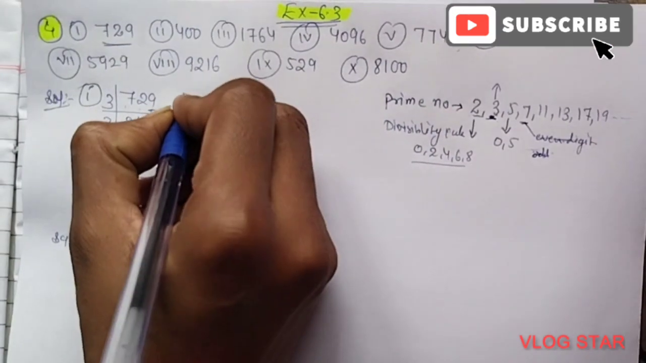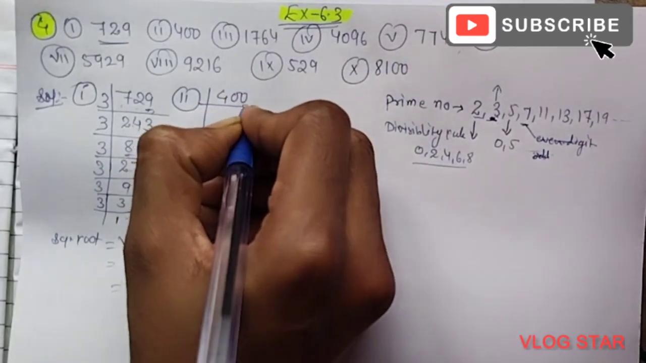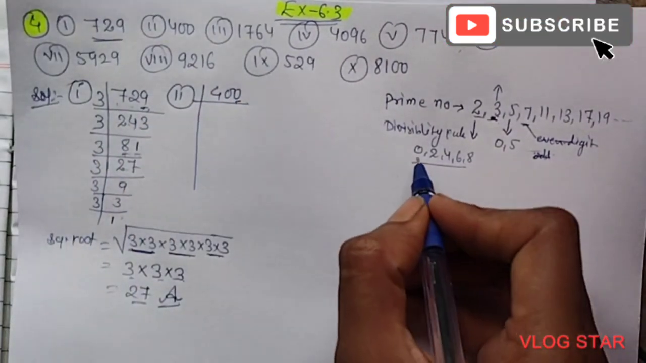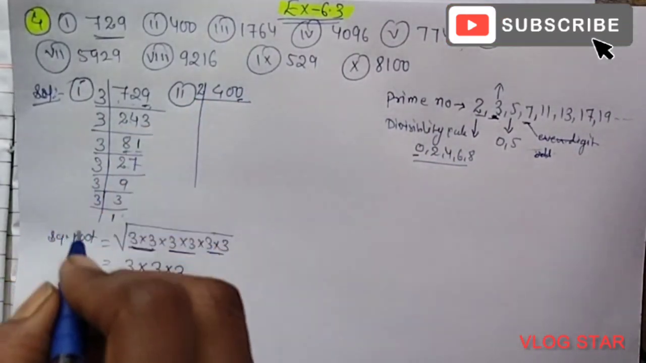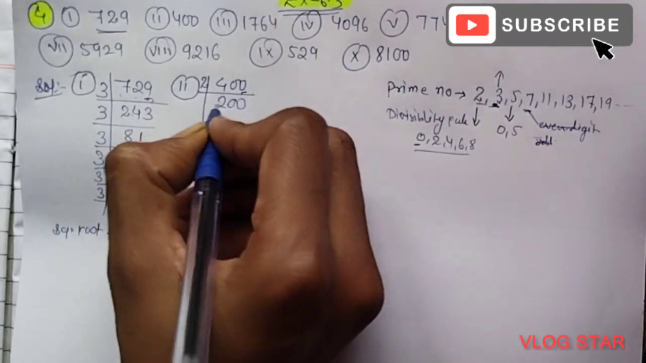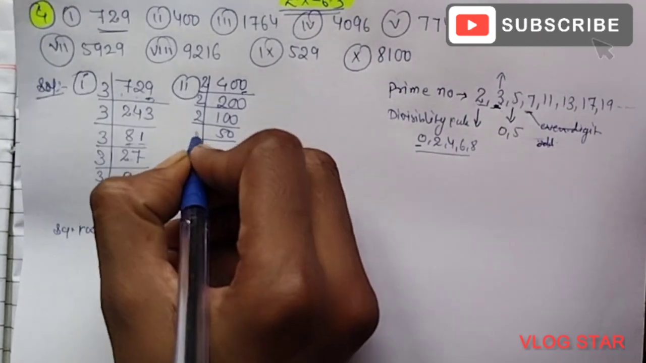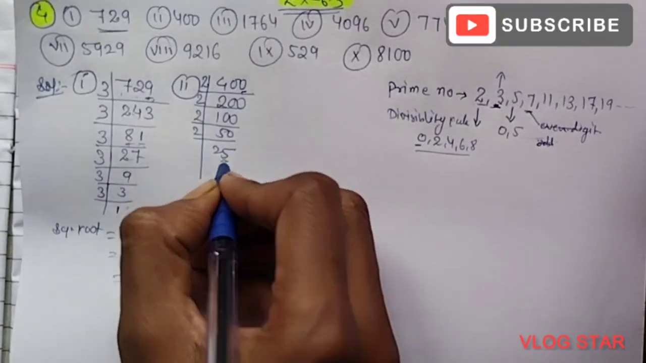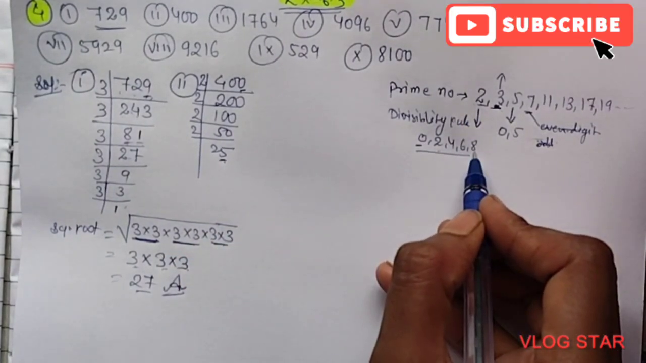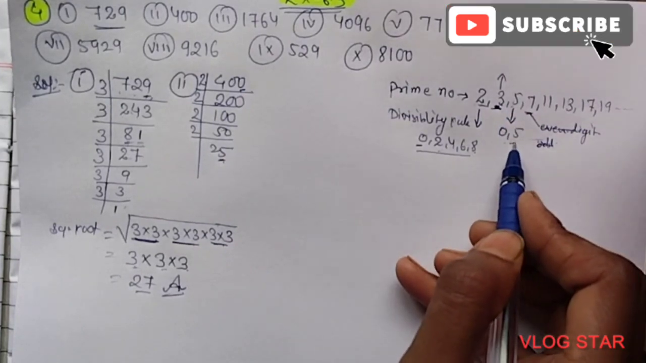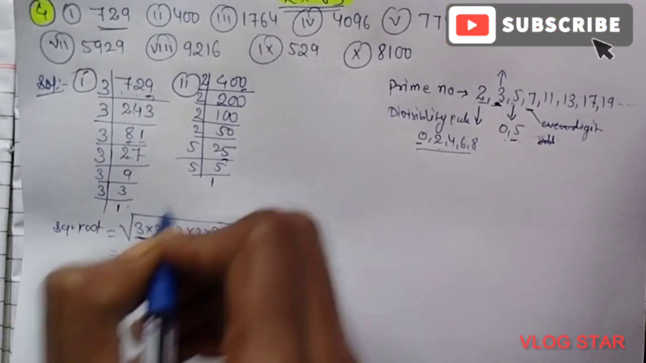In a similar way we will do 400. As you can see, 400 ends with 0, so first we will divide it by 2 and get 200, again 100, again 50, again 25. Now the unit digit is 5, so it is not divisible by 2. It will be divisible by 5. 5 fives are 25, 5 ones are 5.